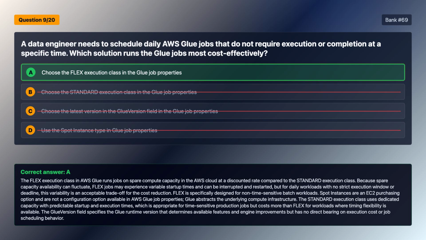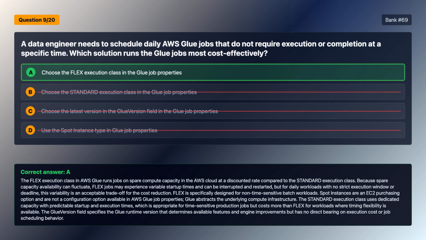Because spare capacity availability can fluctuate, Flex jobs may experience variable startup times and can be interrupted and restarted. But for daily workloads with no strict execution window or deadline, this variability is an acceptable trade-off for the cost reduction. Flex is specifically designed for non-time sensitive batch workloads.